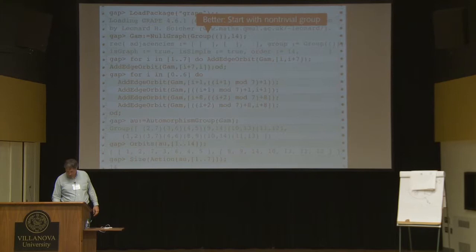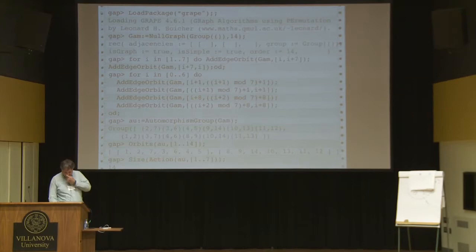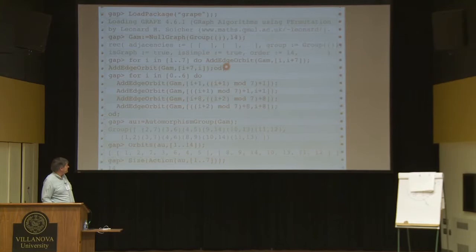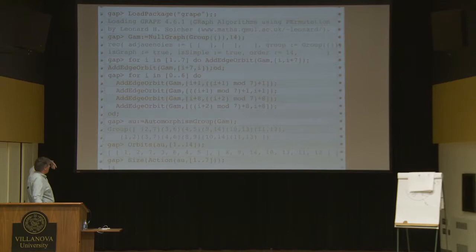Oh, sorry, that wasn't yet what I wanted to do. Yeah, and now I'm going through and I'm adding edges. The command in GRAPE is called EdgeOrbit because it assumes there is an automorphism group acting which will calculate images and you will automatically add the whole orbit. In this case, the orbit is in some way trivial.